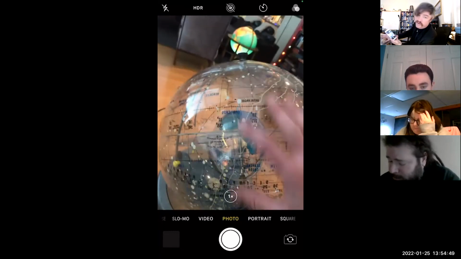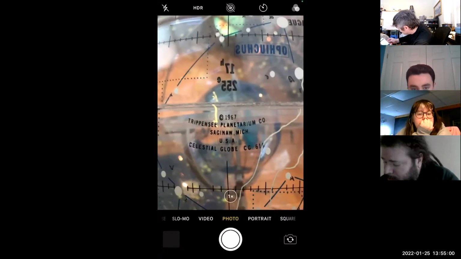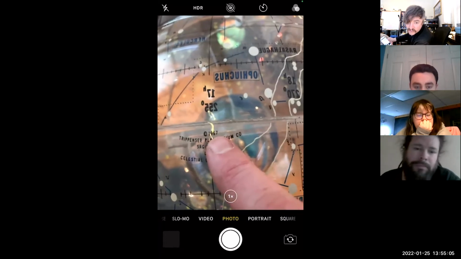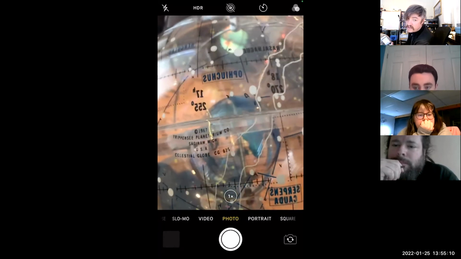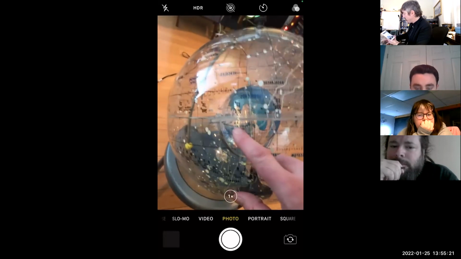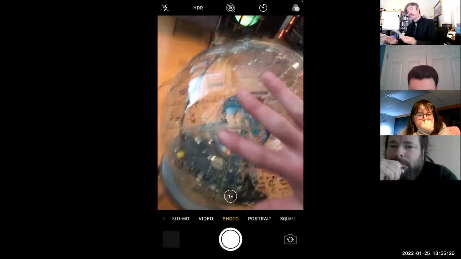Now, this globe, this celestial sphere, is actually really badass, and they don't make them like this anymore. You'll notice this was made in 1967 by the Trippensee Planetarium Company in Saginaw, Michigan. 1967 is quite a few years ago, right? Now it's 2022. And over a 50-year time span, there is a relatively significant shift in the positions of stars. This is where we found the planets located according to an epoch 1950s coordinate system, which this is based on. These were printed based on 1950s coordinates.